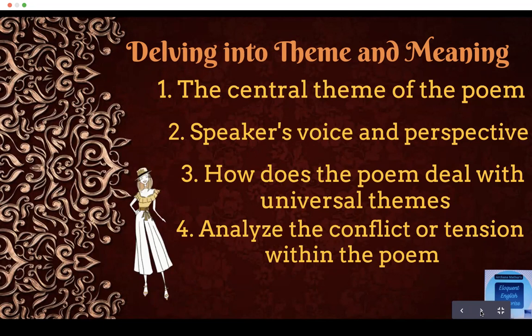Then, how does the poem deal with universal themes? Now, what are these universal themes? Like life, death, nature, human emotions, society, intricacies of relationships, and the tender moments where we tend to give in. So, does the poem deal with these kind of universal themes or not? If yes, then what's the theme? Then we have to analyze the conflict or tension within the poem.